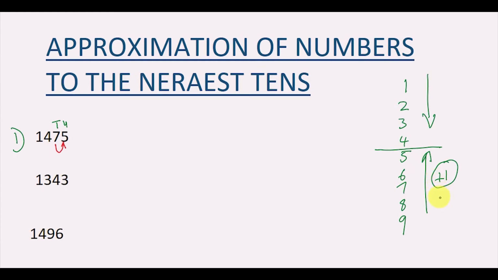So let's go back to this question again. This number says to the nearest tens. I've got to my tens number. 7 is under tens, so I have to stop there. Then I check the number that is at the back of it, which is what? 5.